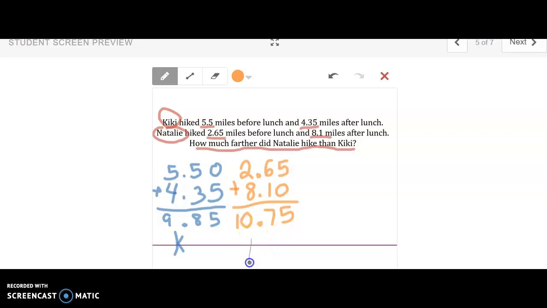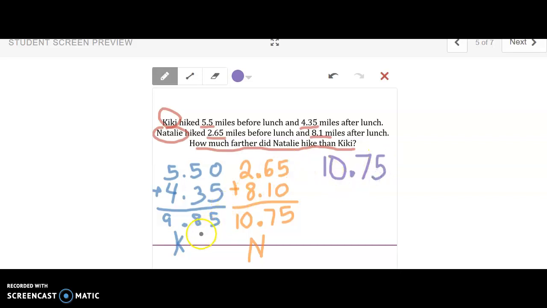All right, so here we go. Natalie hiked 10.75 hundredths of another mile before and after lunch. Okay, so I now know how much Kiki hiked and how much Natalie hiked. The question says, how much further did Natalie hike than Kiki? So I've got to take the amount that Natalie hiked, which was 10 miles and 75 hundredths of another mile.